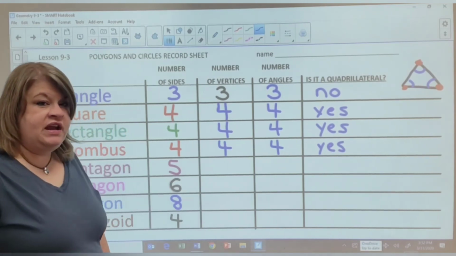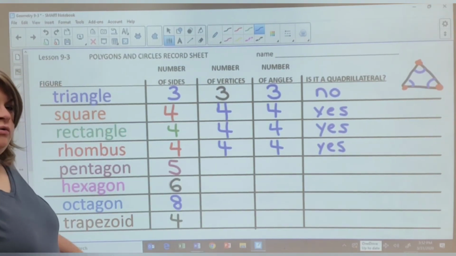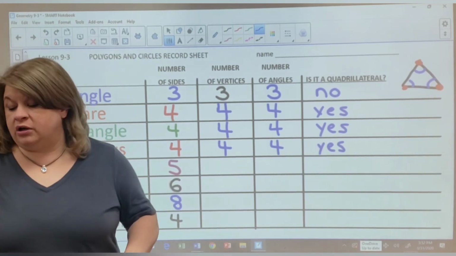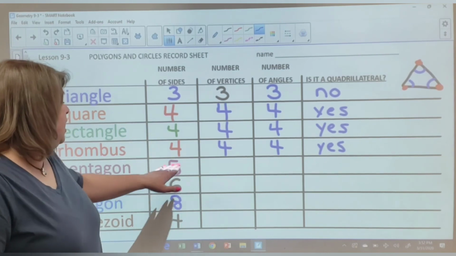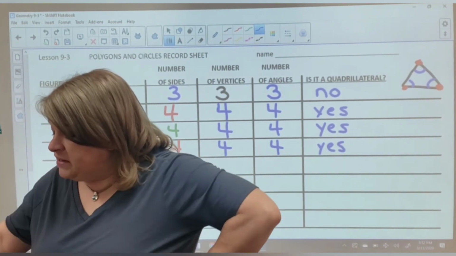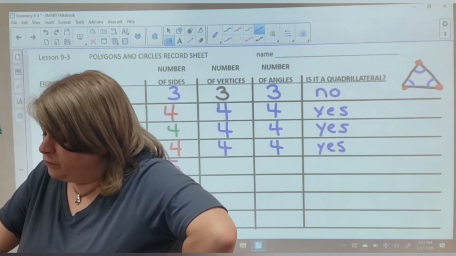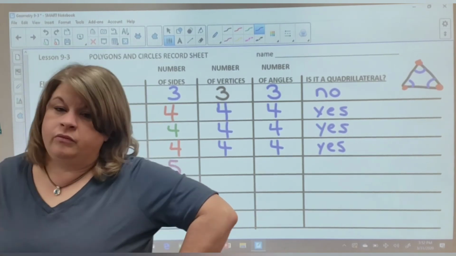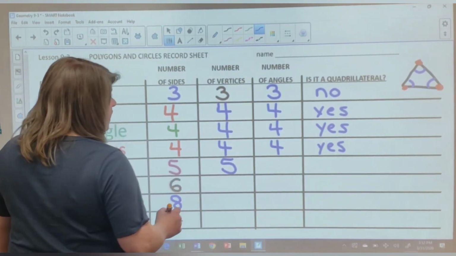Okay, guys, we're more than halfway done. We only have 4 more of these to go. Pentagon, look in your book. A pentagon has 5 sides. We said that already. How many vertices? Maybe you should count them. Look in your book, find the pentagon. Count how many corners you see. Did you count 5? I did.